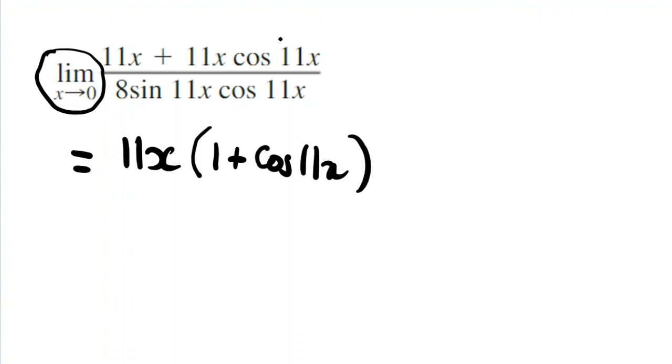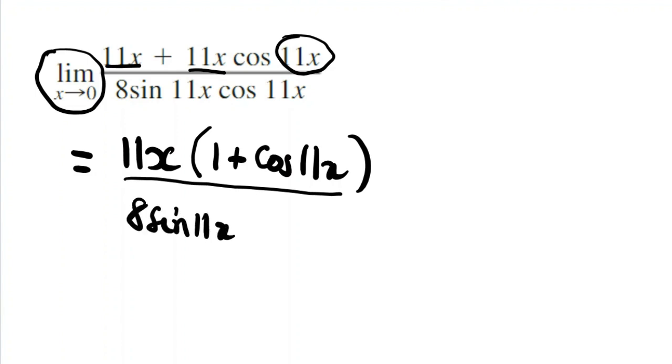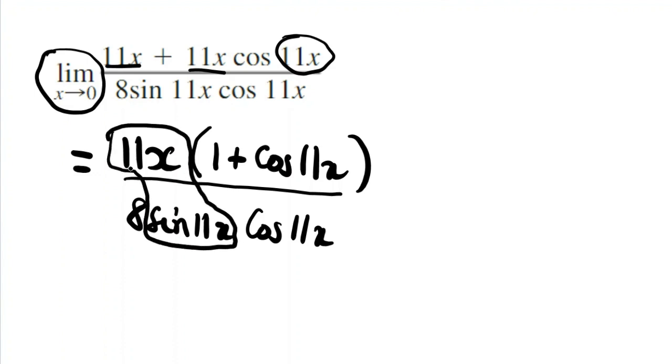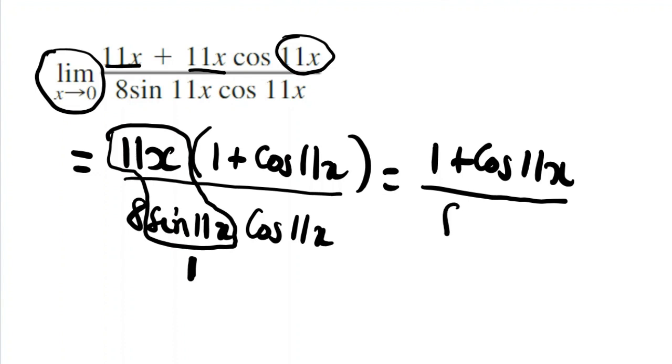I'm factorizing. So this 11x is an argument. Remember, I'm just factorizing this 11x out. So at the end of the day, I have it over 8 sine 11x cos 11x. Have you seen something? We can find that the argument for sine is the same as this guy. Do you see that? So this thing becomes 1. At the end of the day, you just have 1 plus cos 11x all over 8 cos 11x.